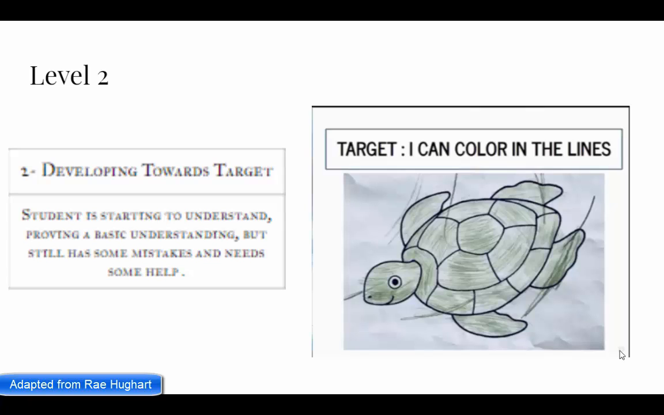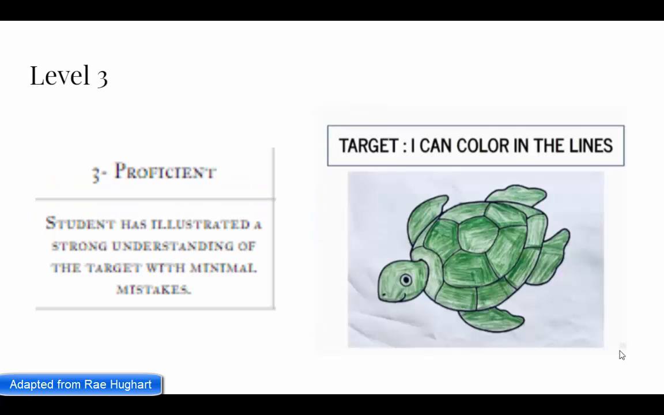Okay, now level 3 is you are proficient. You have met this target. This should be a little bit easier to understand. What do you think, if the target is I can color in lines, what do you think that looks like? Pull out a third piece of paper and color in the lines. Now, what does this look like? Again, this should be the easiest one, right? What it looks like to color in the lines, especially at your grade level. I hope you can complete this one, right? Just like this.